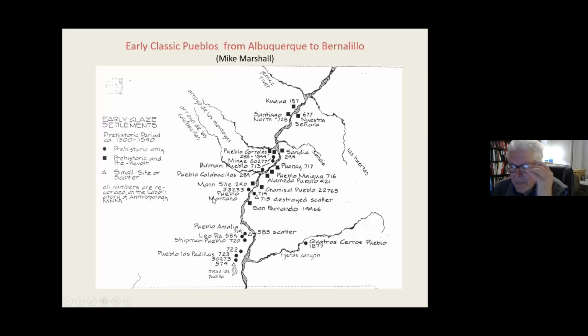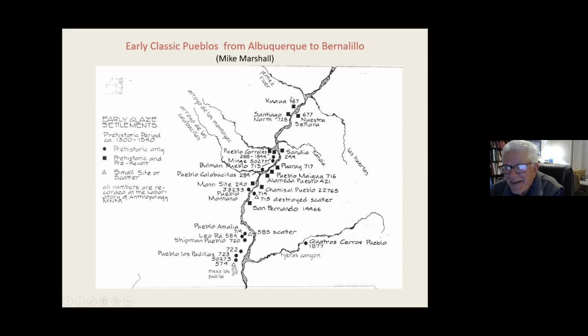This is a schematic picture done by my friend Mike Marshall that gives the location and some of the names and the LA numbers of some of the most famous ones that we know about. Here's Kuaua, the one we're going to talk about a little bit more. LA 187, which is, well, you know where Bernalillo is. It's right on the outskirts of Bernalillo. I can't see your hands, but raise your hand if you've been to the ruins of Kuaua. Probably Cheryl has.